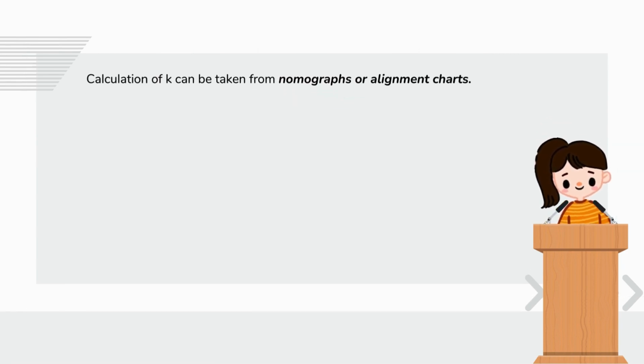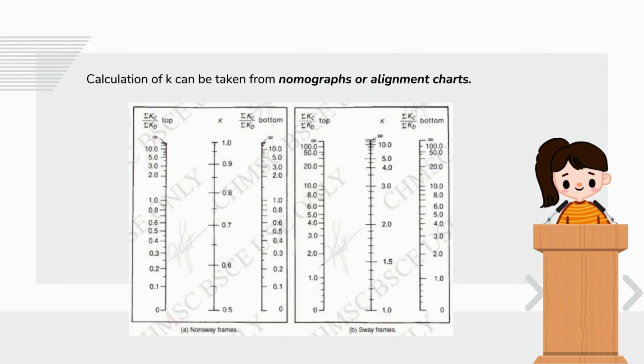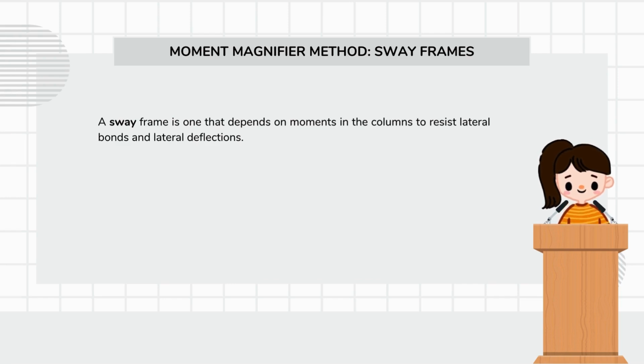K values for columns in non-sway frames are never taken less than 0.6. Calculation of K can be taken from nomographs or alignment charts like those shown on the screen. And now let's proceed to the moment magnifier method, sway frames.